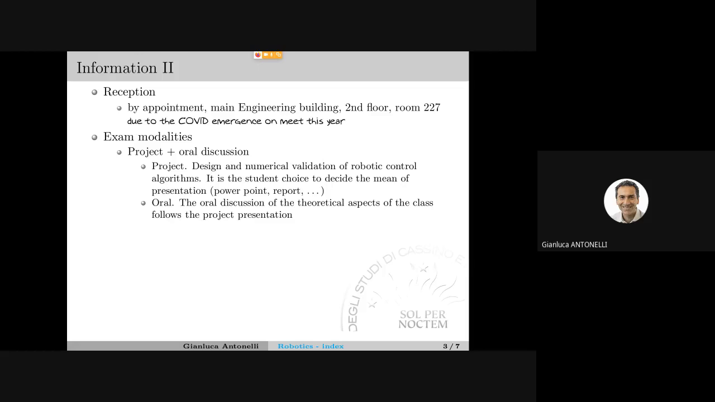The name is CoppeliaSim. We will see it later, only as a graphical visualization of the animation of the robot. So the complexity is not incremented with respect to last year. And then during the project or at the end of the project, I will ask you questions on the theoretical aspects.